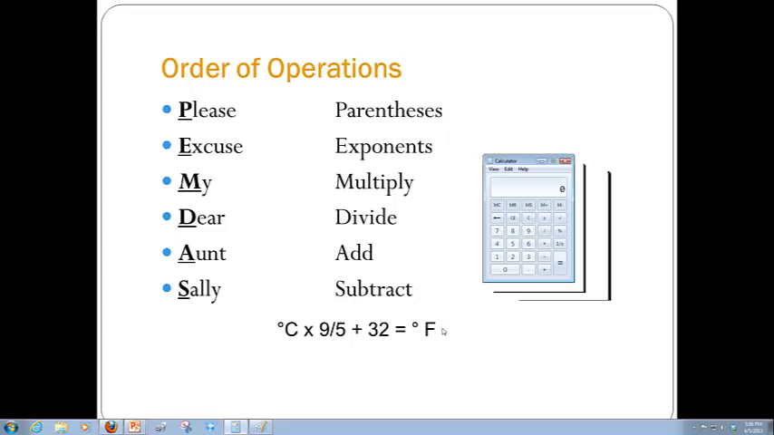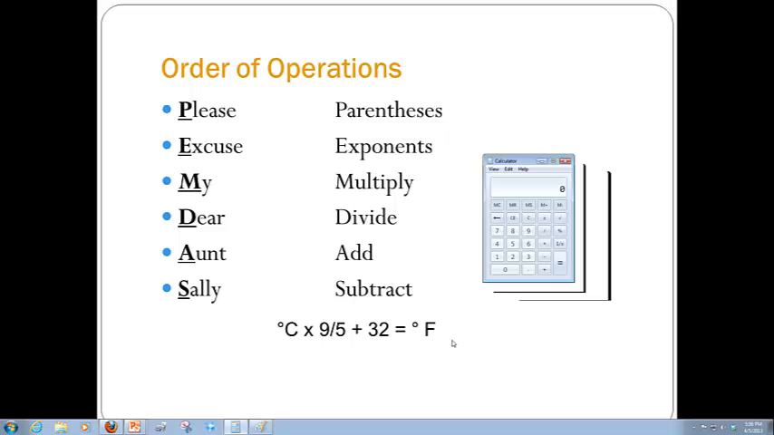Subtraction is last. There was no subtraction in this particular formula, so it just so happened that this formula was set up so that you could perform the operations from left to right and indeed be following the correct order of operations. I can assure you that not every formula will be set up so that you could just perform the operations from left to right and still come up with the correct answer.